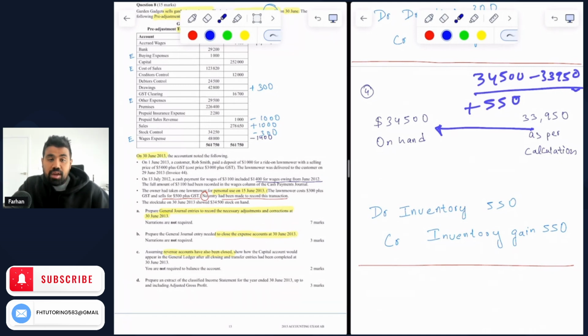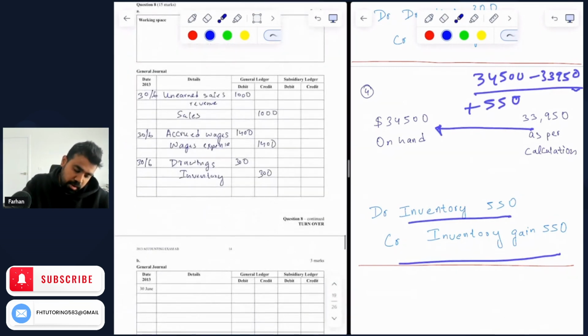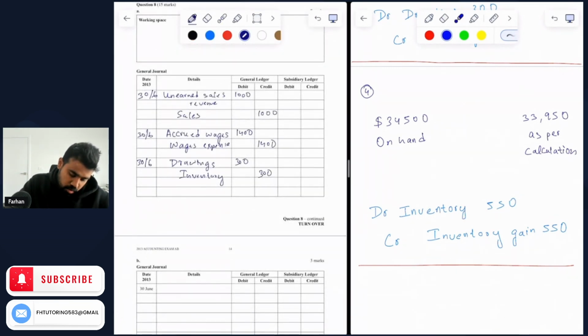So because this gain is specific to inventory, we call it inventory gain, and we are crediting inventory gain by 550, which reflects an increase in total income, and debiting inventory by 550 here reflects an increase in total current assets. So let's just put them here in the working space. So debit inventory by 550, and we credit inventory gain by 550.